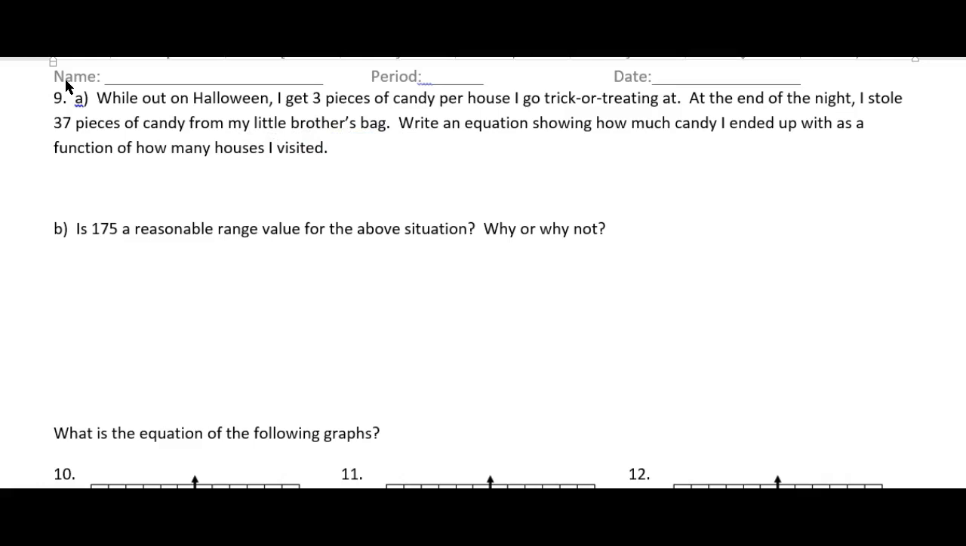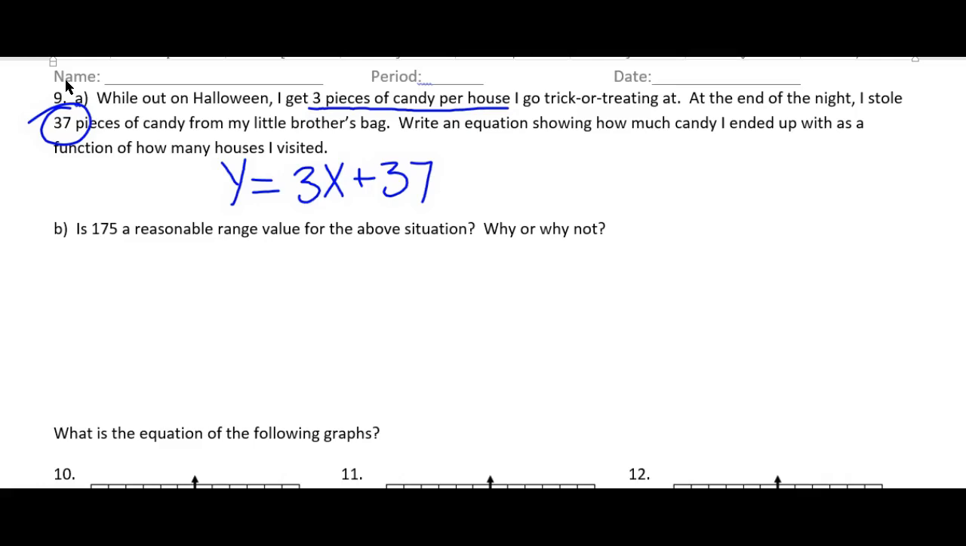where are we at? Write an equation. So, the pieces of candy I get is going to equal 3 per house. That's 3x. Plus this extra 37 that I steal. So that's going to be the total candy that I get. 3 per house plus 37 extra.